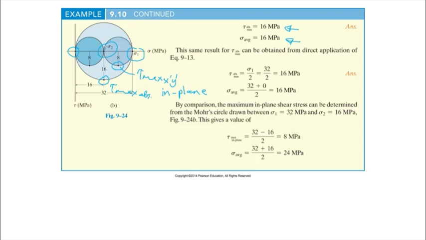Now, you can also use direct application of the equation that we obtained earlier to find the value. So remember both our in-plane normal principal stresses, sigma 1 and sigma 2, are positive. Therefore, if you look at what we have derived, it says tau absolute maximum is equal to sigma 1 over 2. So we still get the same thing, which is 16. Right. By comparison, the maximum in-plane shear stress can be known very quickly from the Mohr circle. We can recognize whether it's in plane or out of plane.